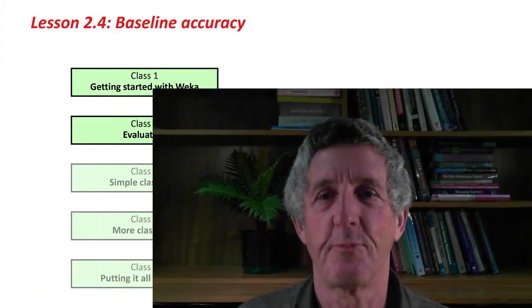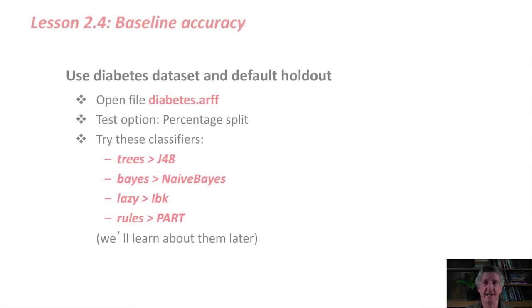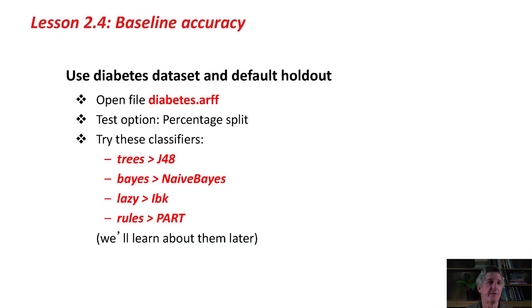Hello again. In this lesson we're going to look at an important new concept called baseline accuracy. So we're going to actually use a new data set, the diabetes data set. So I've got Weka here. I'm going to open diabetes. There it is. So a quick look at this data set.